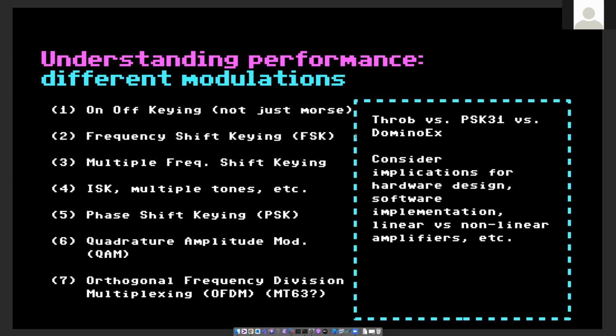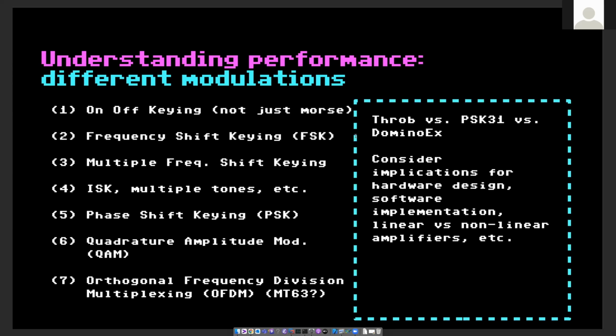Finally, and I think this is where a lot of the creativity and expressivity in the modes comes from, is in different modulations. I already talked a little bit about how CW does not necessarily mean Morse code. A lot of people certainly think it does, but CW just means an on-off keyed continuous wave signal. And that could be a digital mode too. Hellschreiber is a perfect example of that, where we activate the carrier for white pixels and we deactivate the carrier for black pixels, or whatever, however we want to render it.